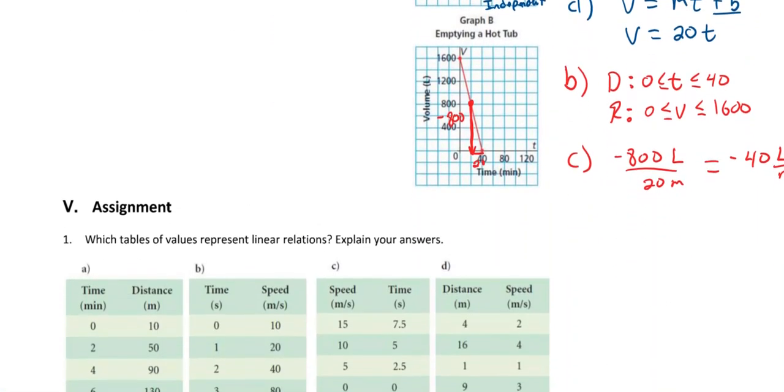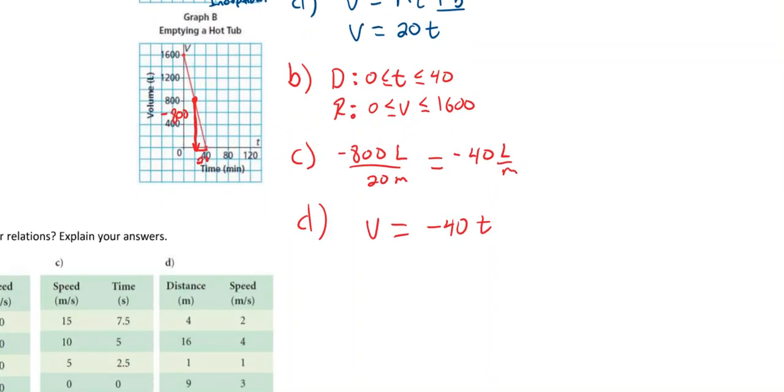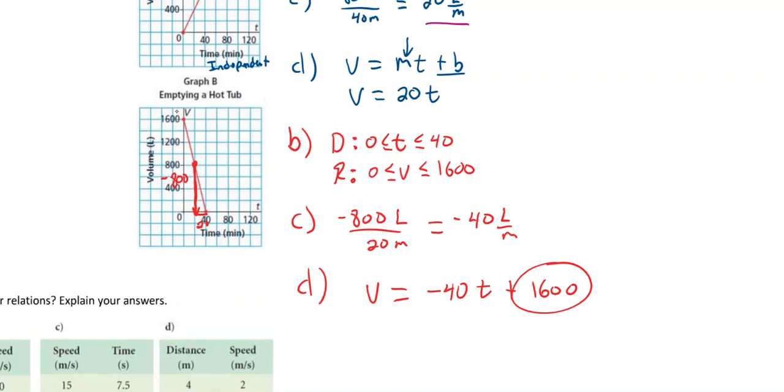Okay, and then write the equation. So in this case now, D, we'll say volume is equal to, okay, what's our slope? Negative 40. And then times t. And then what's our, nice, yeah, we started at 1600, right? So it's going to be plus 1600. That's our b value. Do you guys see that our b value, that'll always be the case? It's where it crosses the y-axis. It's where you start from. It'll always be the y-intercept. Okay?